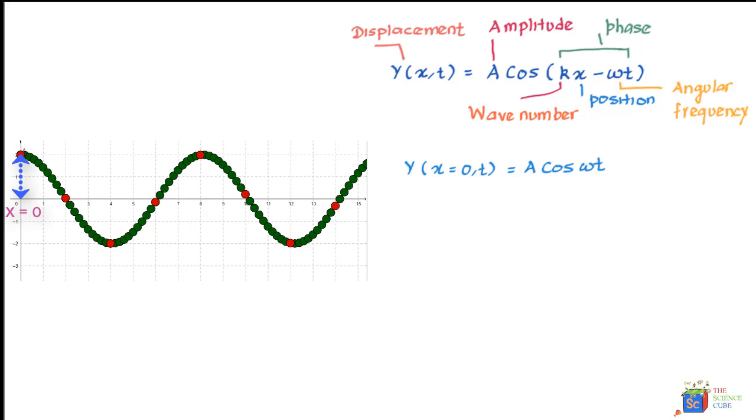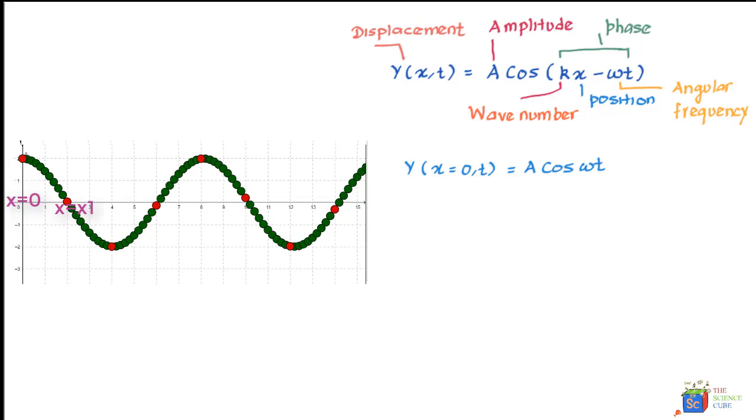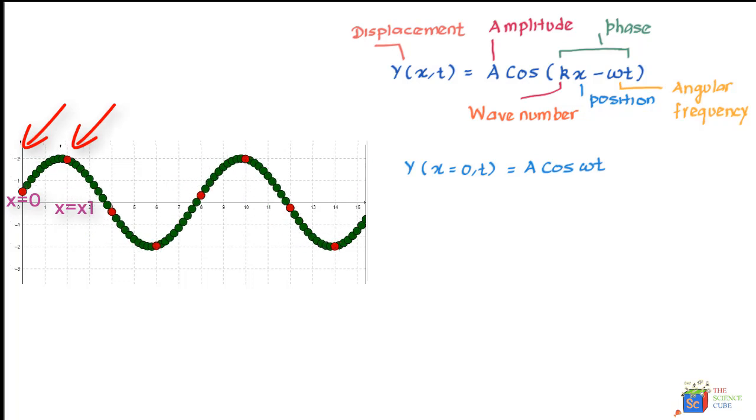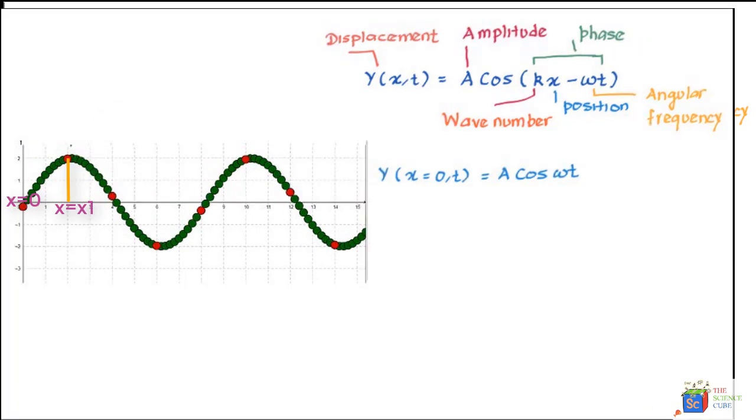Now let us say that the wave disturbance travels from x equal to 0 to some value of x equal to x1. And you must make a note that the wave disturbance has moved, not the medium or the particle at x equal to 0. So essentially this peak has traveled to another point. The particle at x equal to 0 stays where it is.